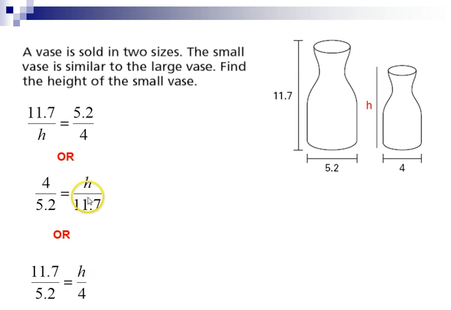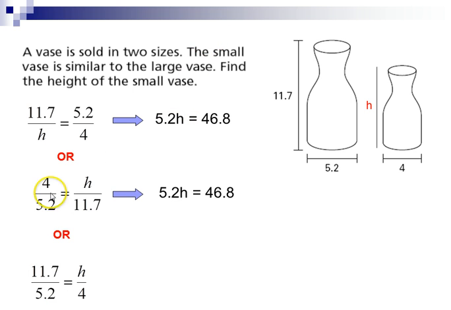And any one of these three are going to work out just fine, because if we do the cross multiplication for the top one, we get 5.2 times h is the same as 11.7 times 4. 46.8 comes from doing that 11.7 times 4. So multiplying these two together gives you 46.8, and multiplying 5.2 and h together gives you 5.2 times h.